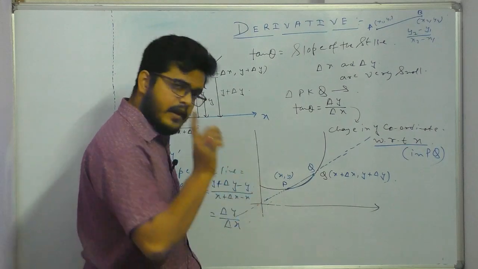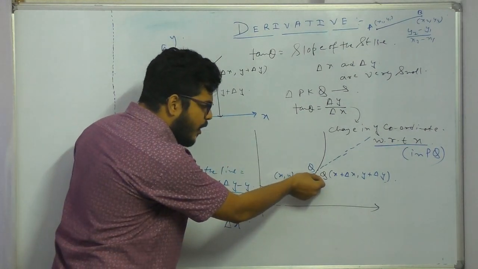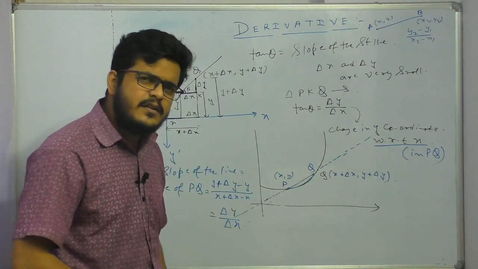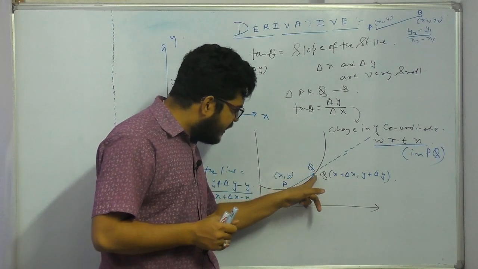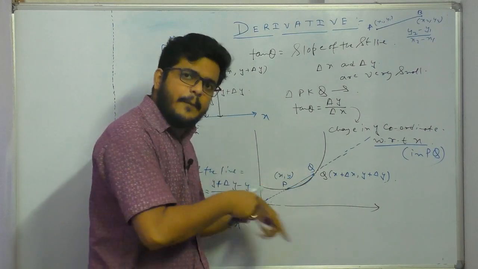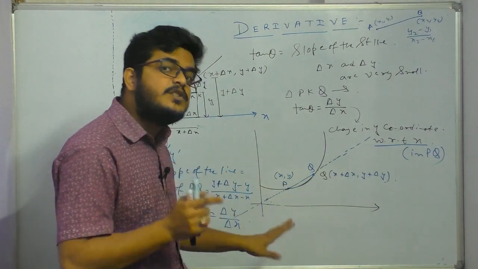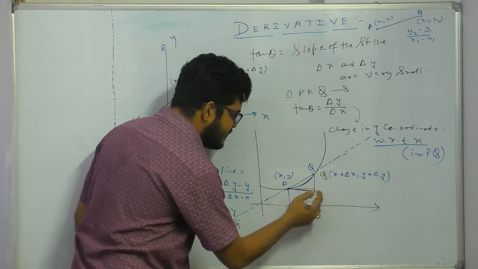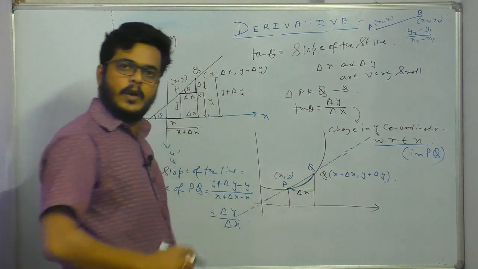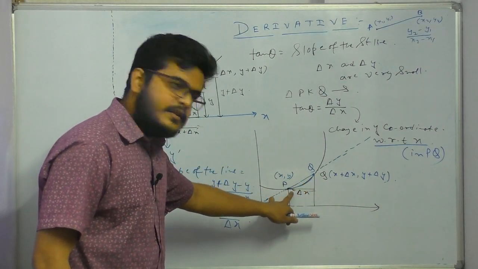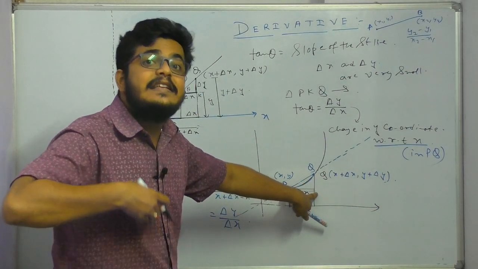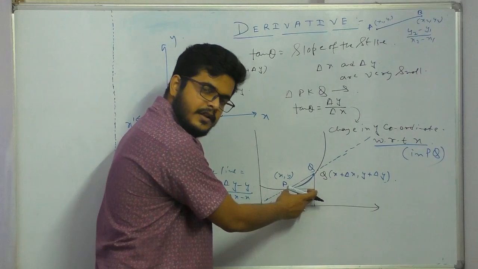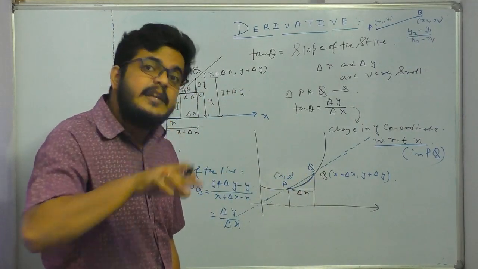Now if we drag the point Q to P, Q is very near to P. If we drag the point Q to P, then what is going to happen? This is del x. I know that this is del x. If we drag the point Q to P, then del x tends to 0. Since the point Q goes to P, this change in x length tends to 0.